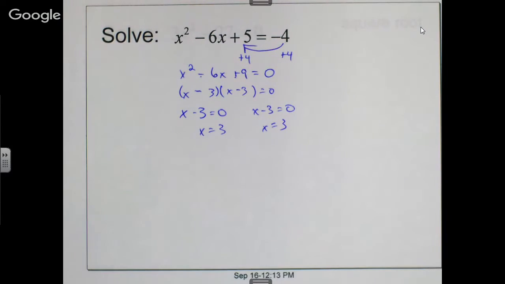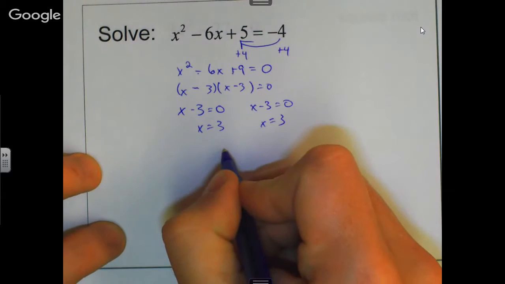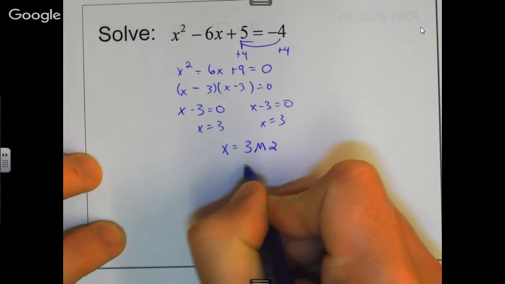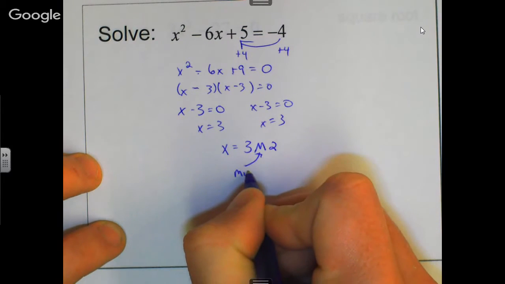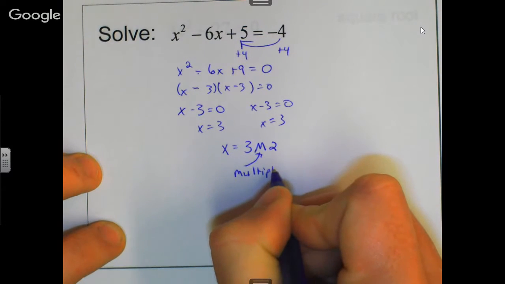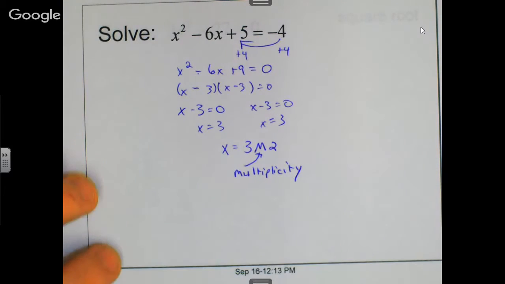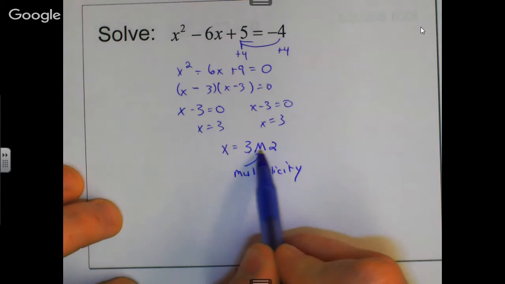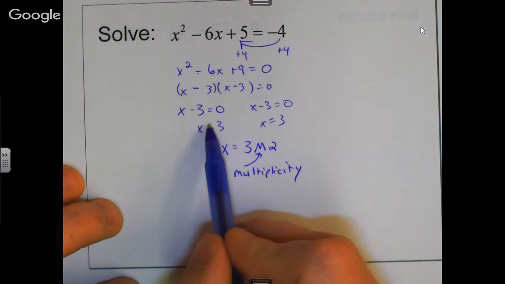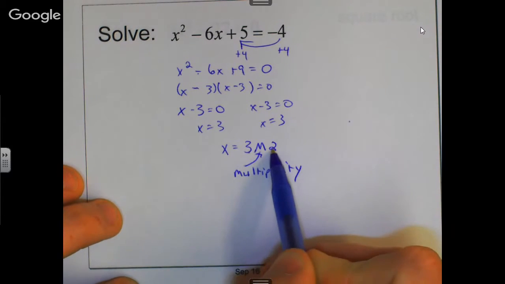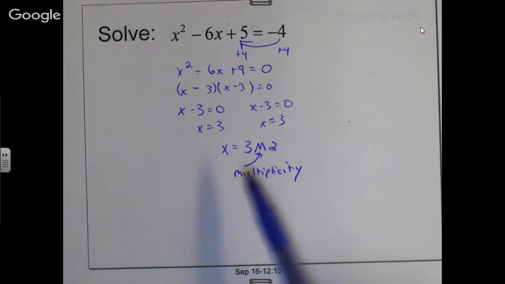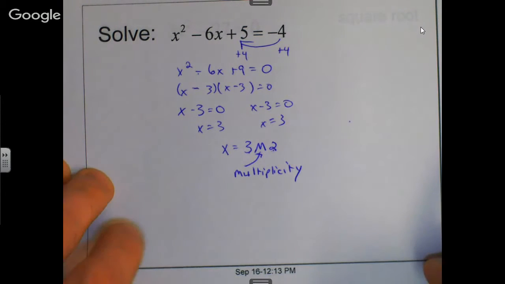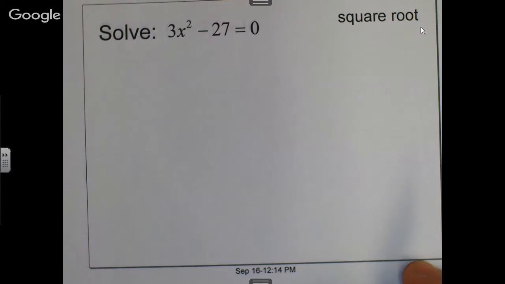Now we don't write that twice, so what we'll do is write x equals 3, m2. The m stands for multiplicity. What the multiplicity tells me is that this answer appears 2 times. So if I had this answer 3 times, I'd write m3. This is really helpful for when we go to creating equations and looking at the graphs and that kind of stuff.